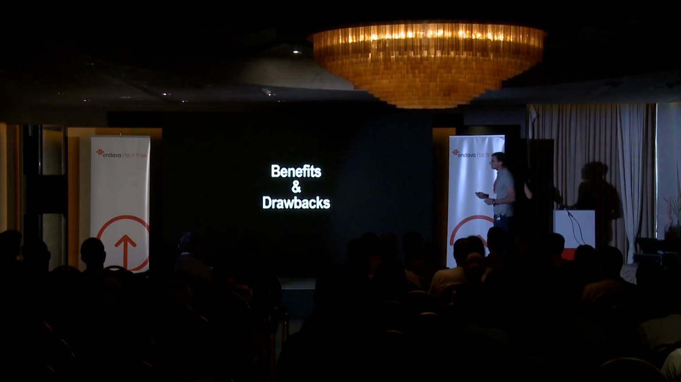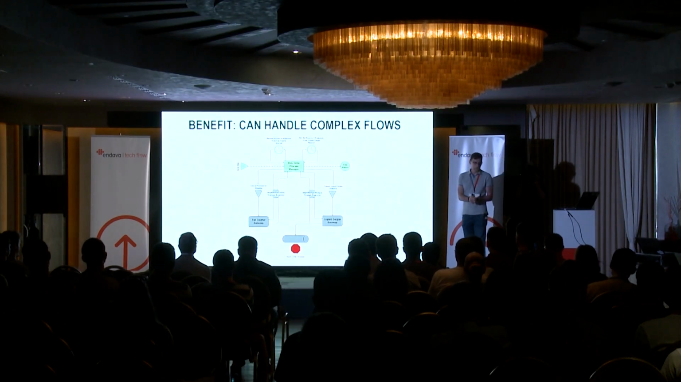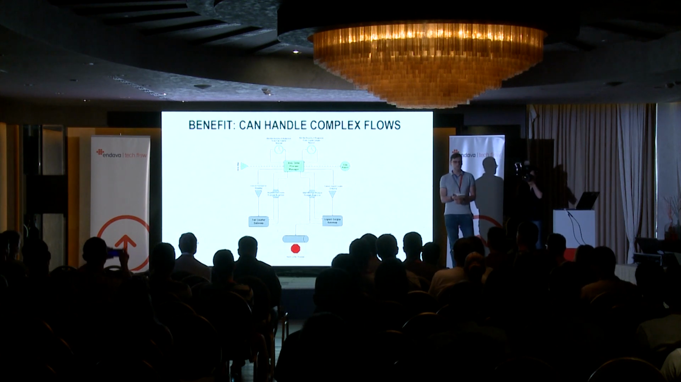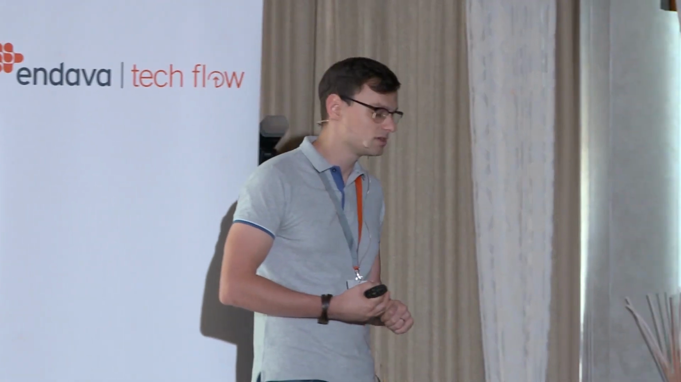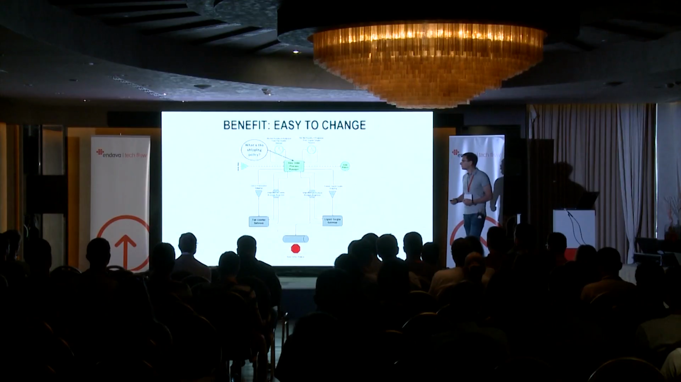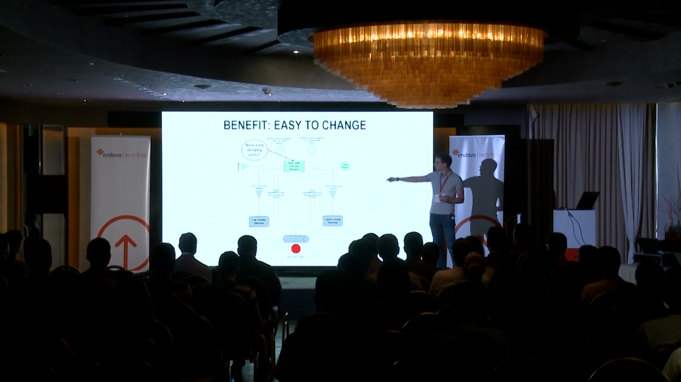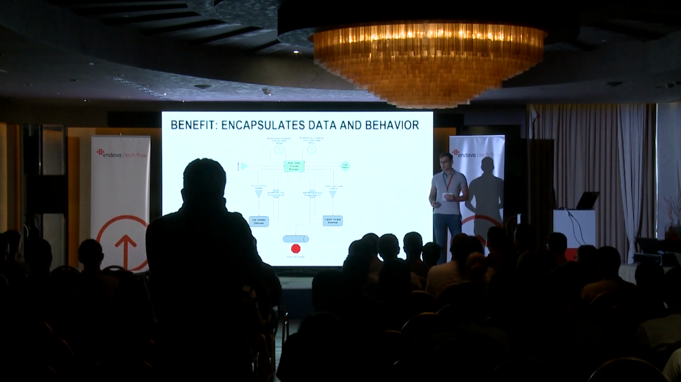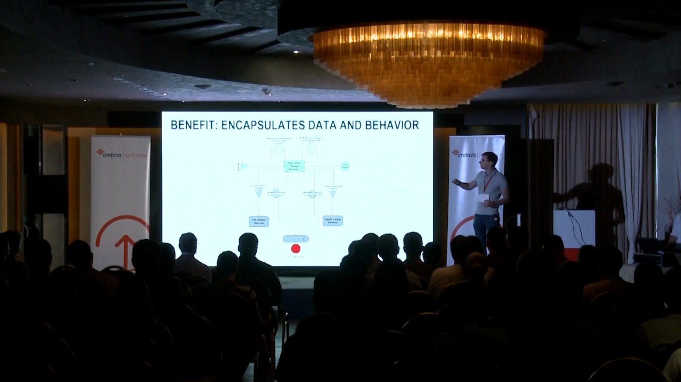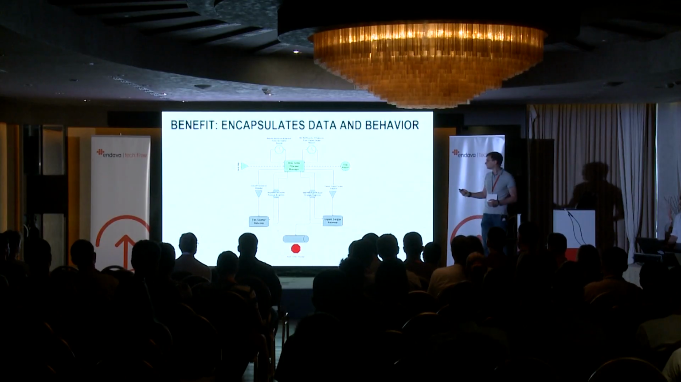So what are the benefits and drawbacks? Well, the main benefit is that it can handle complex cases. As you can see, even this simple case tends to get pretty complex. And the process manager is a pattern that can handle that complexity without introducing too much accidental complexity. It's also easy to understand and change because the shipping policy is there in the ship order process manager, and it also encapsulates all the data and behavior. As you could see, we also have timeouts, so we don't need batch jobs. We can put that logic in the process manager.